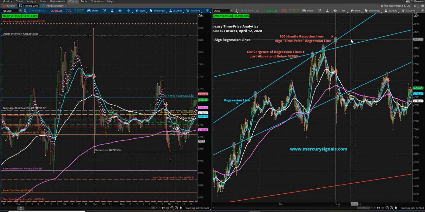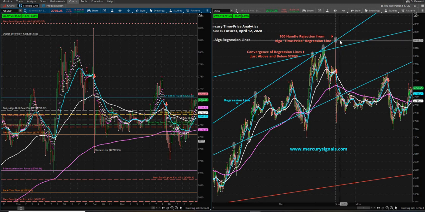Now, this proves beyond a shadow of a doubt that our algorithms run on the same algorithms that the institutions do. How did price open up, spike all the way up here to 2820 and immediately get rejected at that price where our regression line came in? It's because the institutional algos were laying in wait for that price.